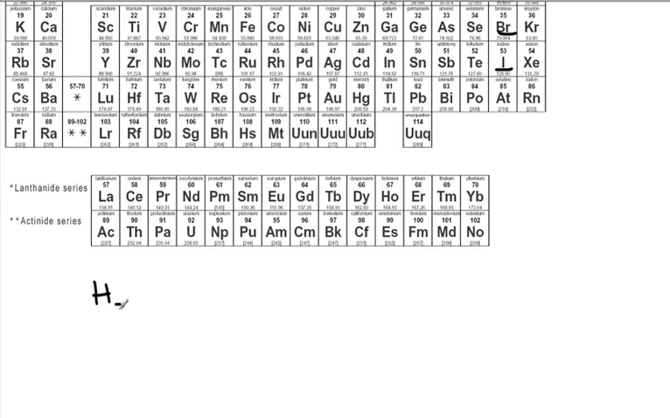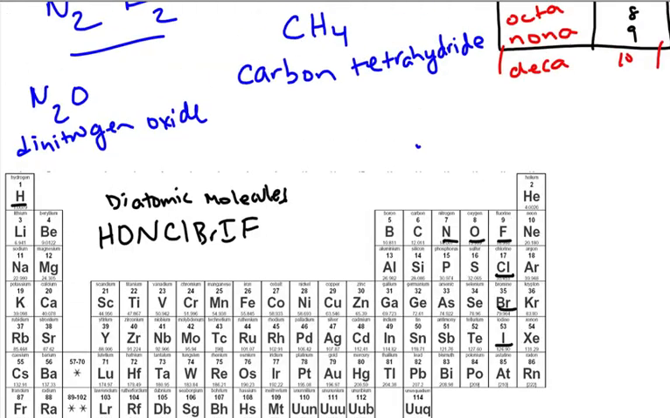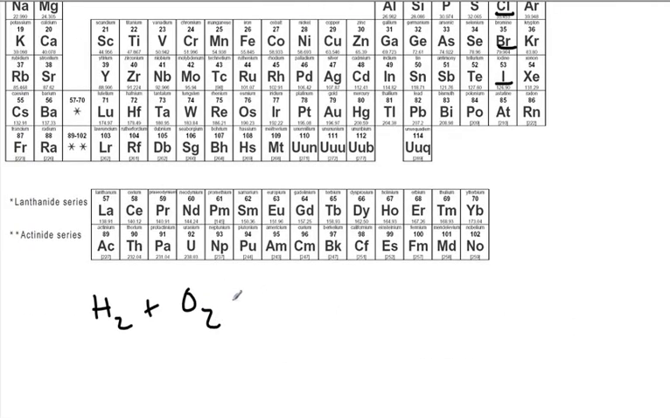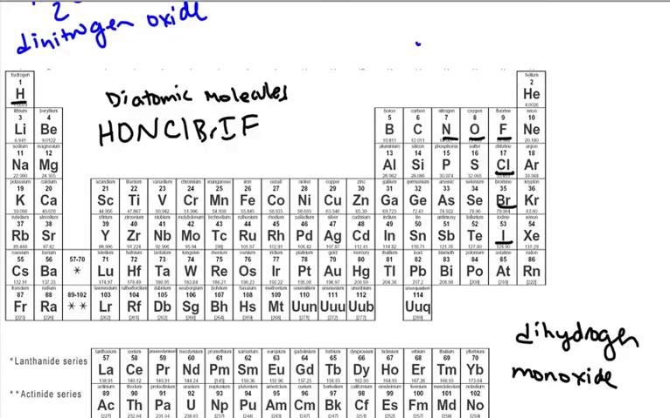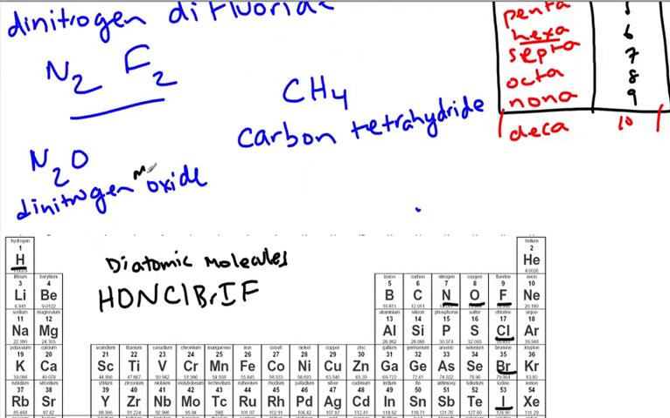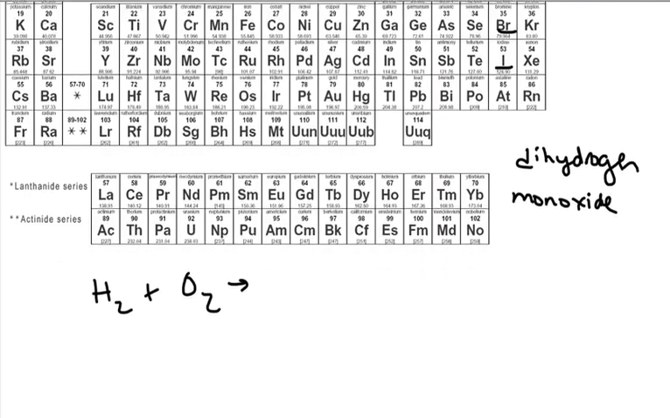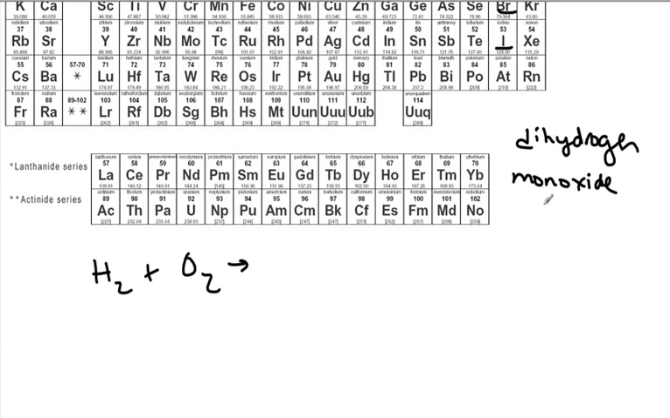So hydrogen exists as a pair. Does oxygen exist as a pair? Yes, it does. Yields water, or dihydrogen monoxide. Which means up here I made a mistake. This should be monoxide. Dinitrogen monoxide. That's embarrassing. So this means that this is H2O.